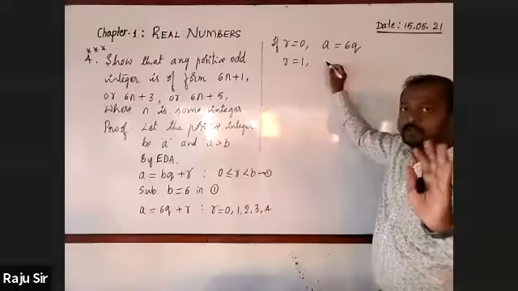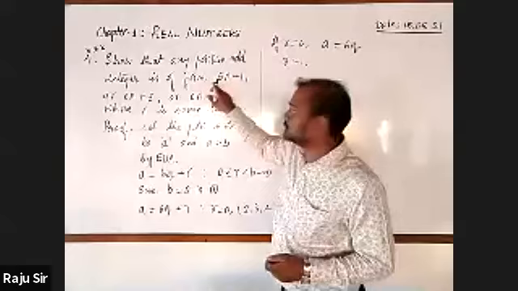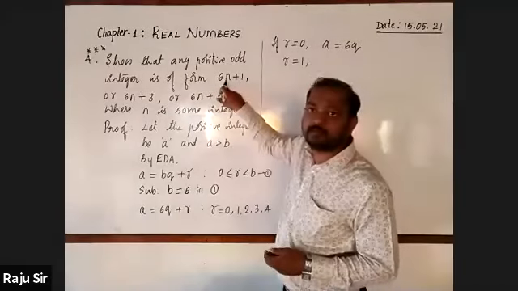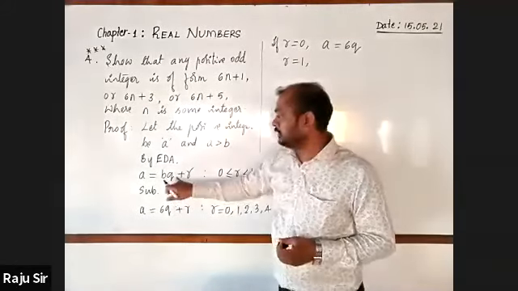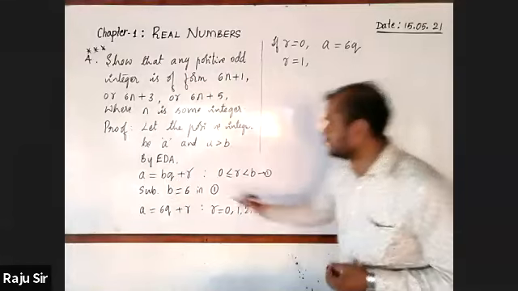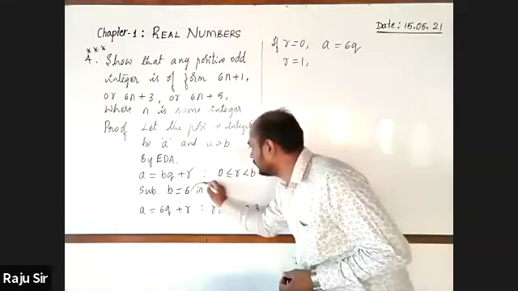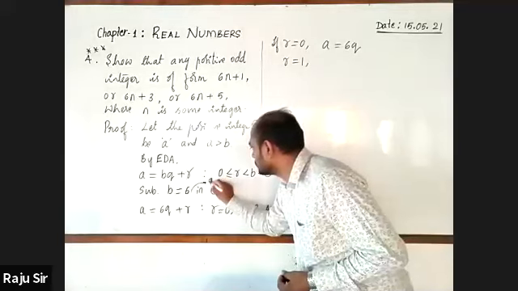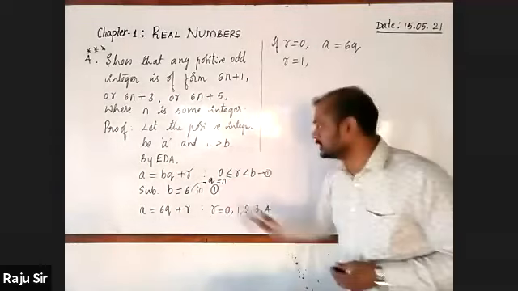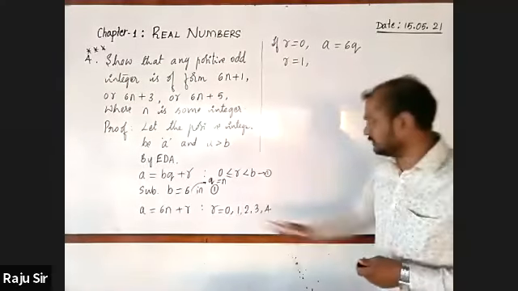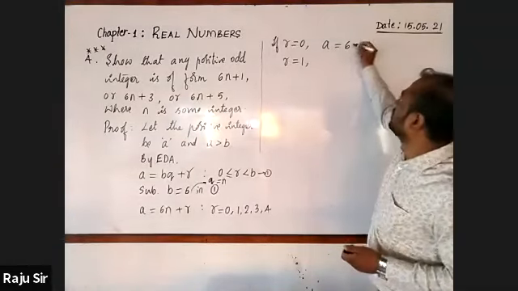Just observe and stop writing. Sir, here it has been given that it should be expressed in the form of 6n plus 1. Hence, we need to substitute for q as well. Substitute b equal to 6 and q equal to n. Instead of q, we can write n. Right, here it is 6n plus r. Now, it should be 6n.